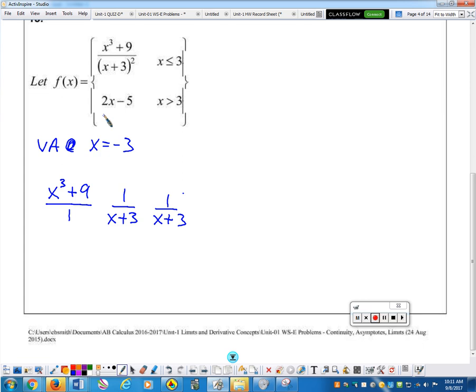3 is one of them. What's the other one I should check? 3 plus. Because 3 is the last x in order that gets plugged into this formula. 3 plus is the first x in order that gets plugged into this formula. Follow-up question. So I do that.